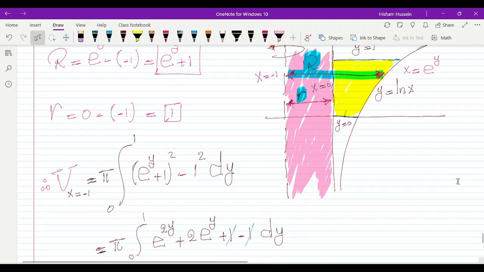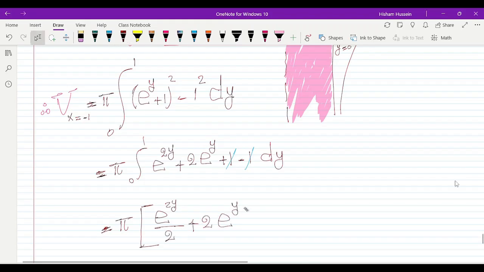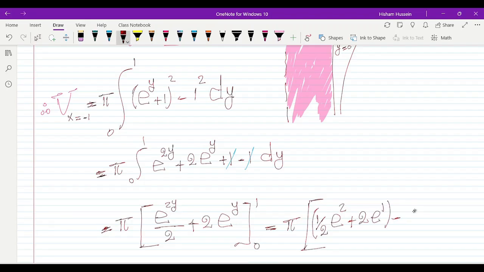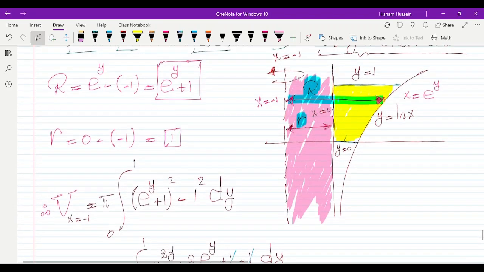Cancel 1 and 1. This equals pi times, e to the power y, its integral is e to the power 2y divided by 2, plus 2 e to the power y as it is, with the limits from 0 to 1. Substitute with the upper minus substitute with the lower. It's pi times, substitute with 1: you will get half e to the power 2 plus 2 e to the power 1, minus substitute with the lower, substitute with 0: you will get half plus 2. Just compute on the calculator to find the volume resulting from rotating this area about the line x equals negative 1.